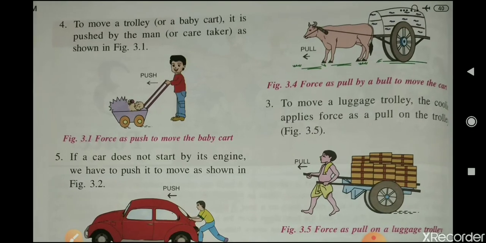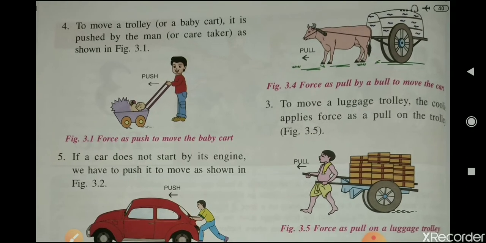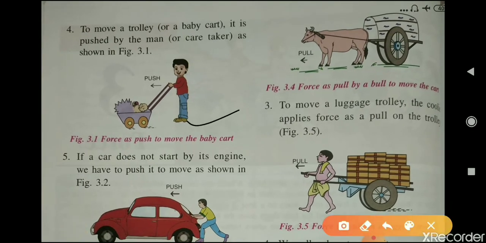Fourth one is to move a trolley. You can see in the picture here, a trolley or a baby cart. It is pushed by the man or caretaker as shown in this figure. What is this man doing? He is pushing this cart. So he is applying force and it is moving in the direction of force. So it's a type of force as push.